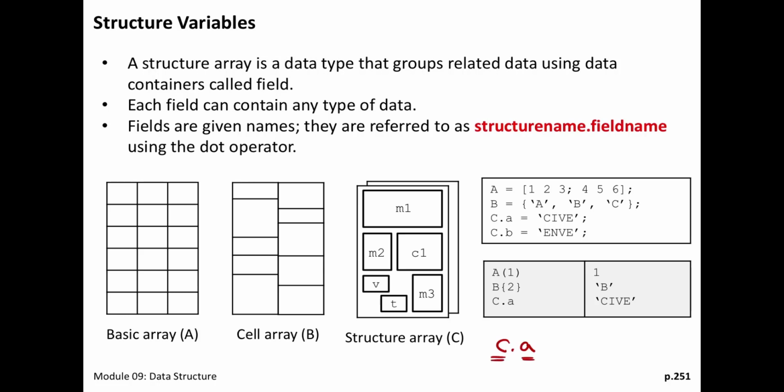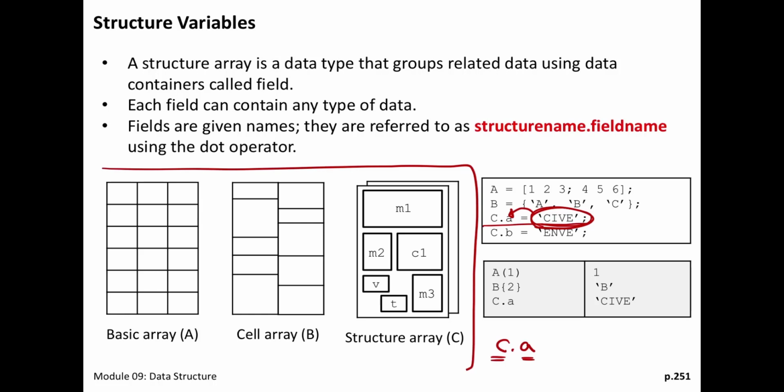Okay. In an assignment statement, you place the value on the right hand side, which means that you're assigning a character vector to the A field of the C structure variable. To understand this structure type, you need to understand the difference between the cell and structure array. So let's see this drawing.